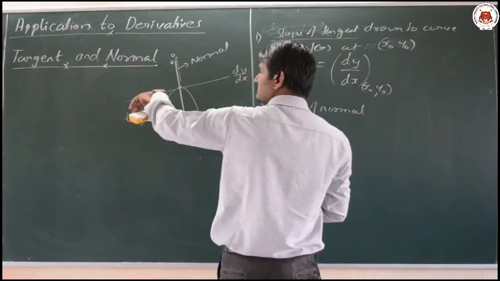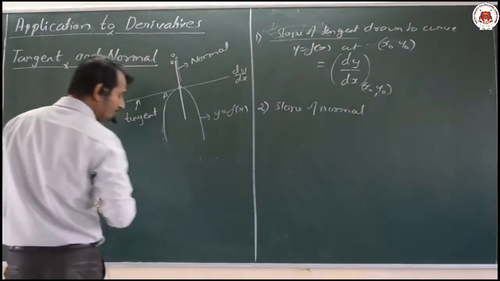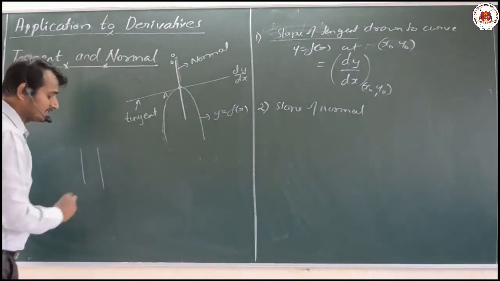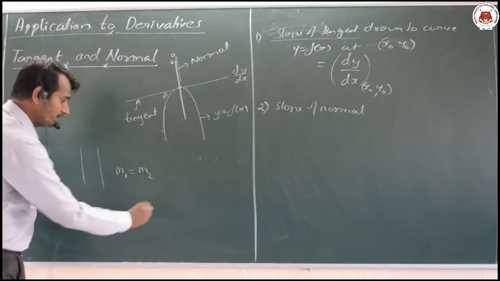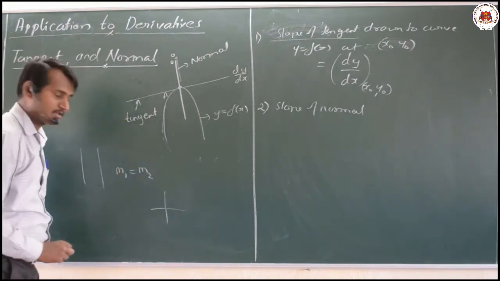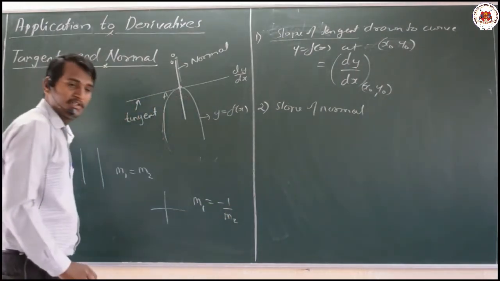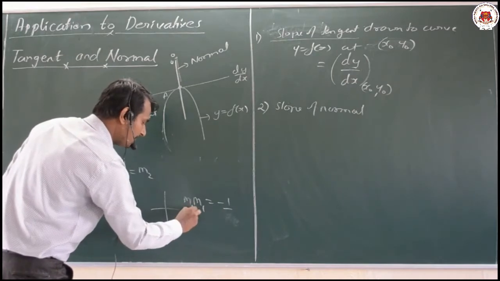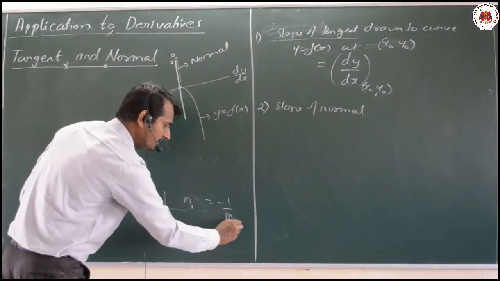Since the normal is perpendicular to the tangent, we already learnt in the first PUC that if two lines are parallel to each other then their slopes are equal. If the two lines are perpendicular, then m1 m2 is equal to minus 1, or m1 is equal to minus 1 divided by m2.